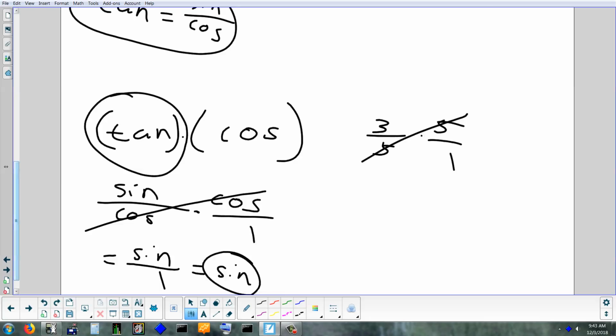So that's the kind of stuff we're going to look at for the rest of the week. Taking something that looks complicated and trying to make it simpler. They're not always that simple. That's probably an easy one. They get a little harder, but that's the idea for the rest of the week.